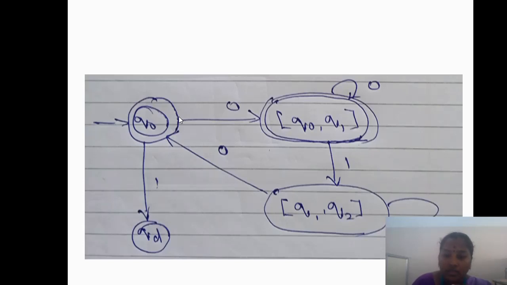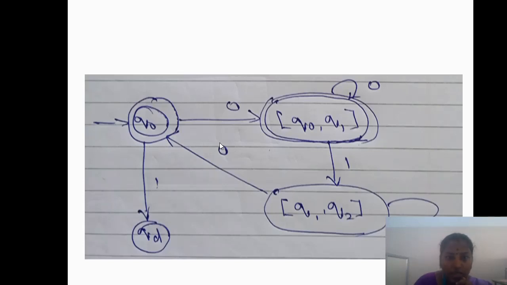And the new state created is Q0 and Q1, and another new state is Q1 and Q2. Wherever the Q0 state is placed, that state is represented as a final state, with a double circle. If you are representing a set of states, then that set is represented with square brackets: square bracket of Q0 Q1, square bracket of Q1 Q2. From the transition table we will draw this diagram.